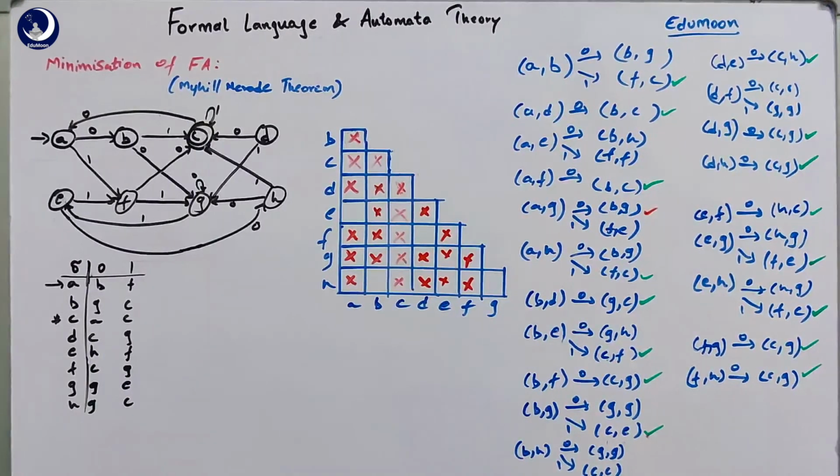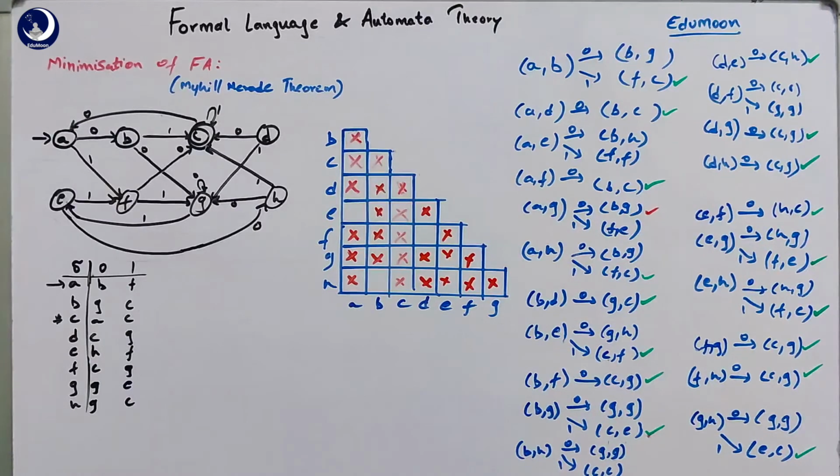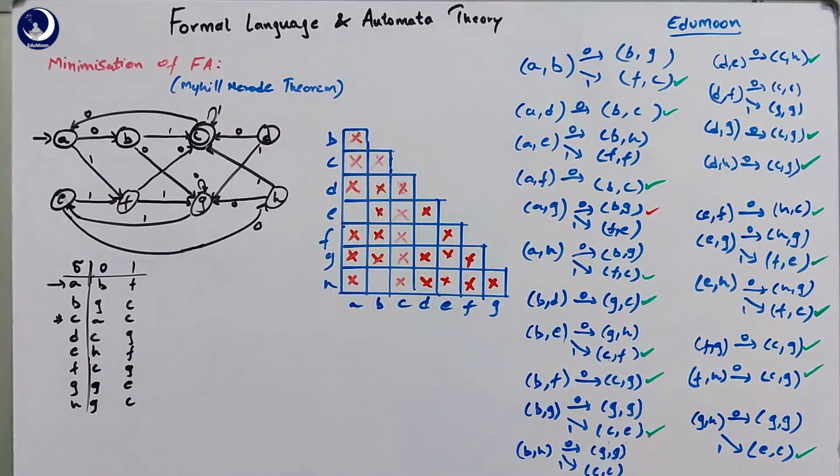So the final one is GH or else HG. GH also gets marked because GH on 1 goes to EC. So we have already marked all the possible combinations. So there are 3 left here in the diagram or else in the table. So that is the blocks AE, BH and DF.